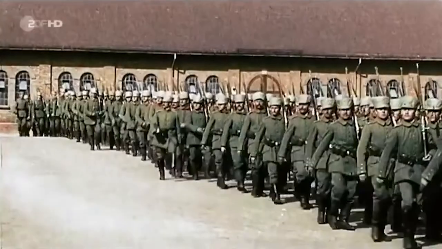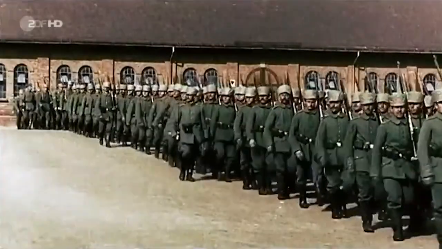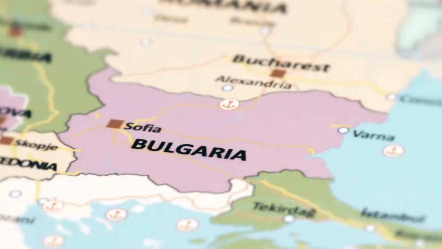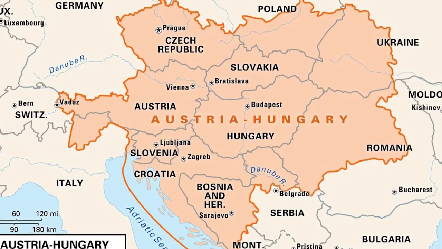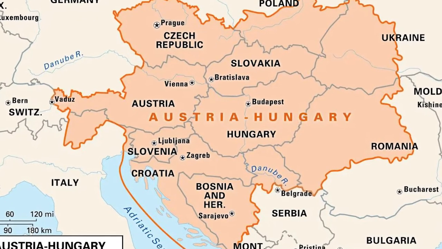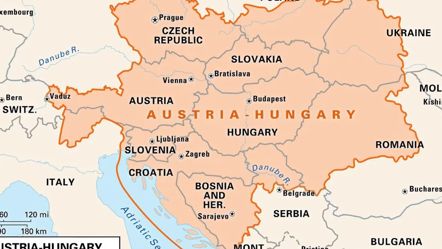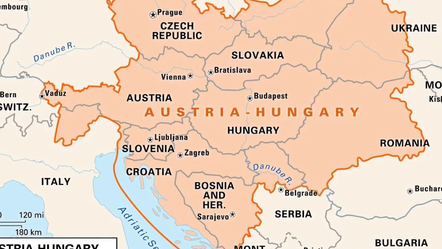Be that as it may, Germany and Austria-Hungary negotiators caused a coup by convincing Bulgaria to join the assault on Serbia. The Austro-Hungarian areas of Slovenia, Croatia, and Bosnia gave troops to Austria-Hungary in the battle with Serbia, Russia, and Italy.